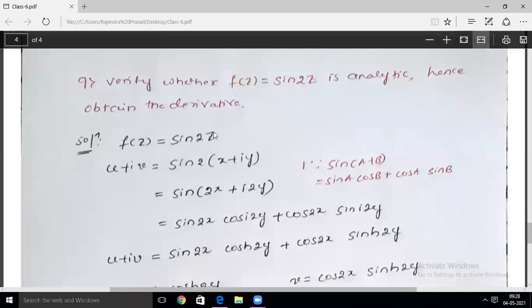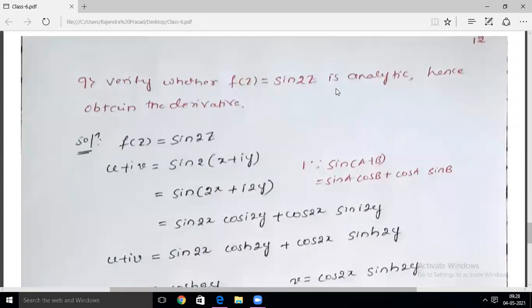Next, the last problem. Verify whether f of z is equal to sin 2z is analytic. We have to show that the given function is analytic, and hence obtain the derivative. So we have to find its derivative. The derivative of sin 2z is cos 2z into 2, nothing but 2 cos 2z.